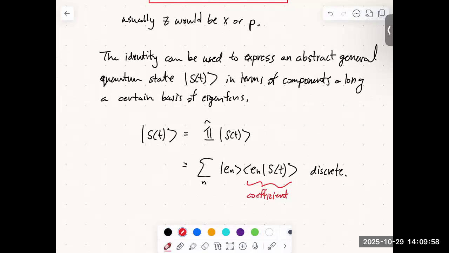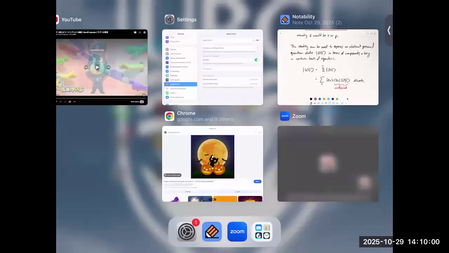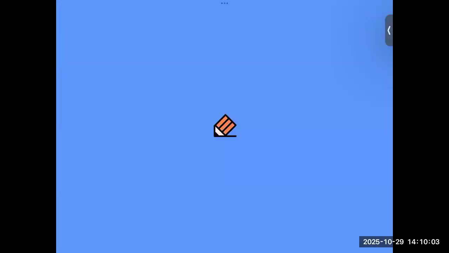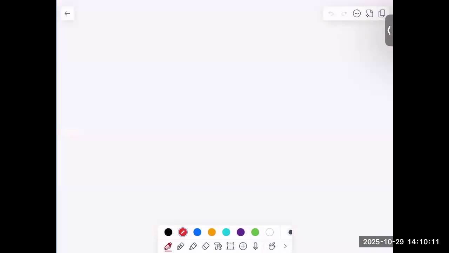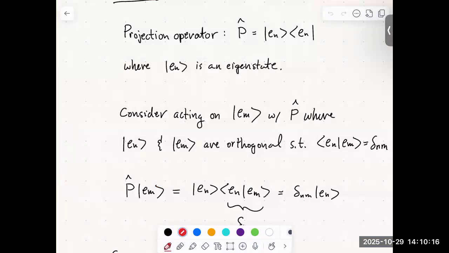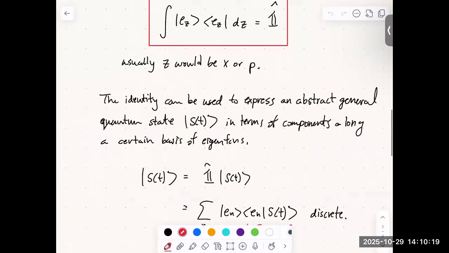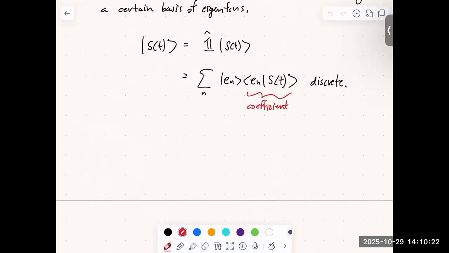I'm going to restart this app. It is lagging. This will be better, I think. All right, good. So here we go.